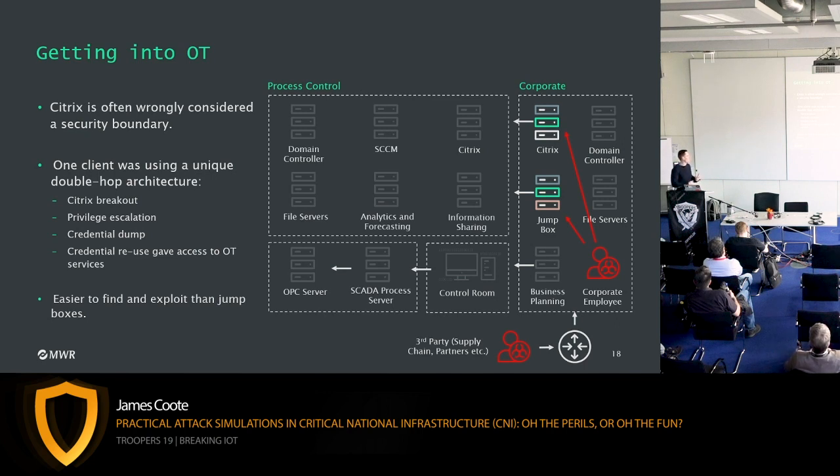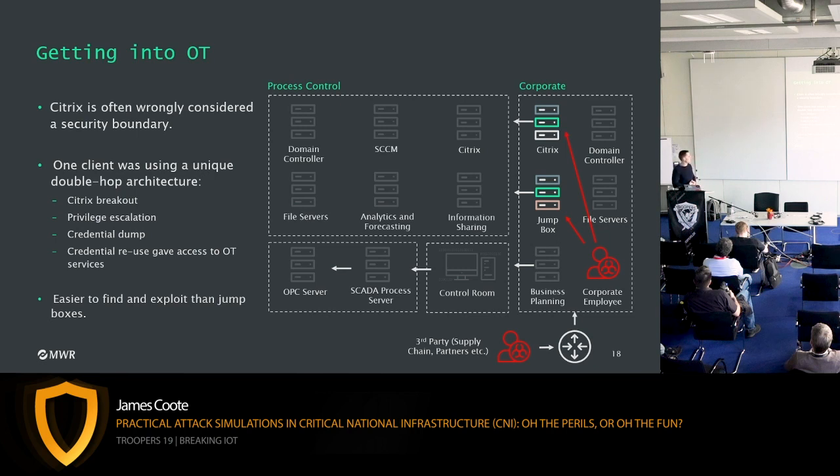We had one client that was using it in quite a unique double hop architecture. Corporate users were logging into the Citrix instance in corporate, and then they were using that to access the Citrix instance in process control. And from there, they were having their OT-specific applications served to them via XenApp.